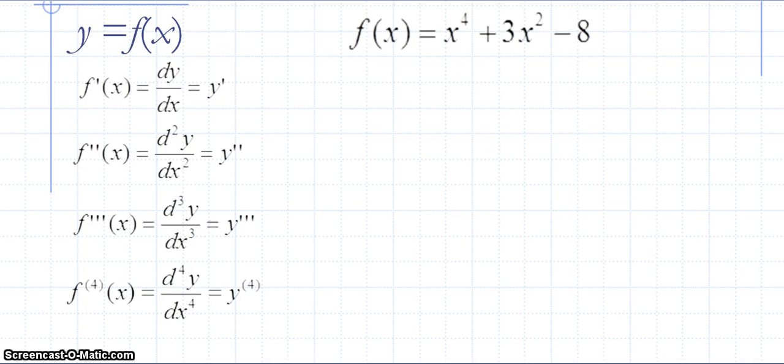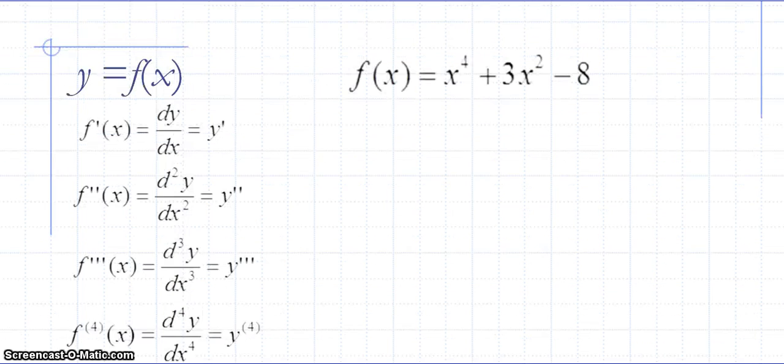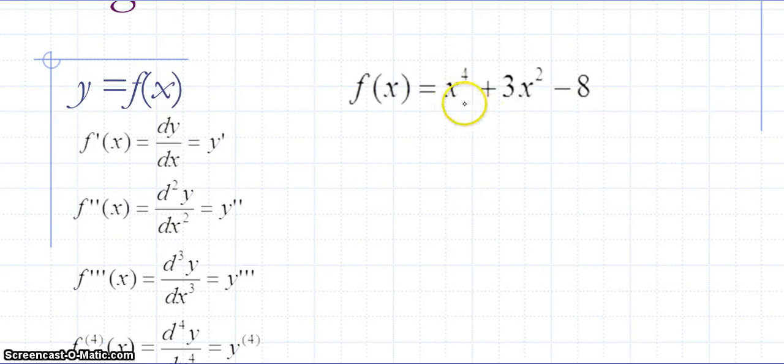So I want you to go ahead and find, if f of x is x to the fourth plus 3x squared minus 8, the first, the second, the third, and the fourth derivative. Don't overthink it, if you're confused, just keep taking the derivative. So pause the video, unpause when you're ready to check your work.